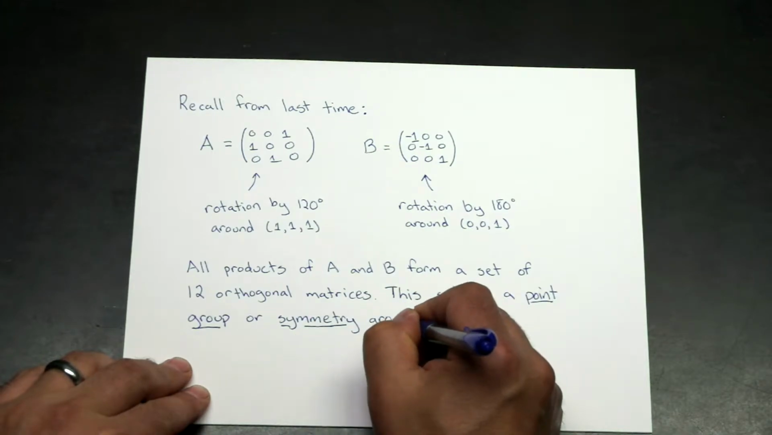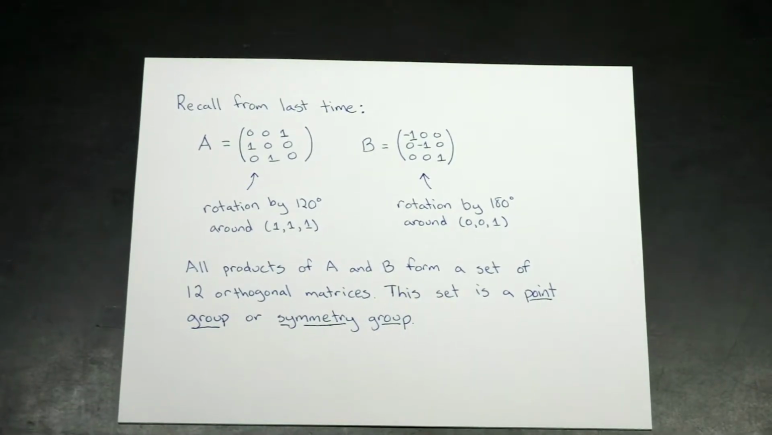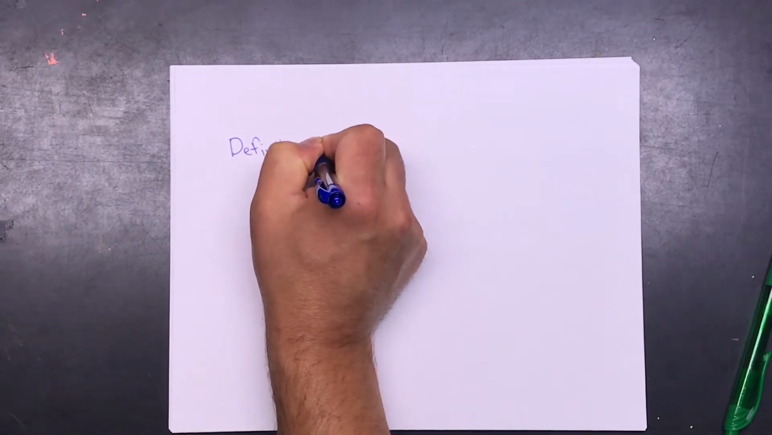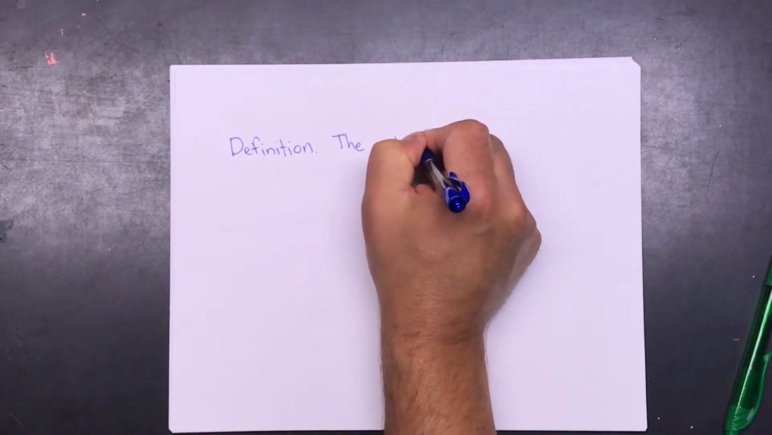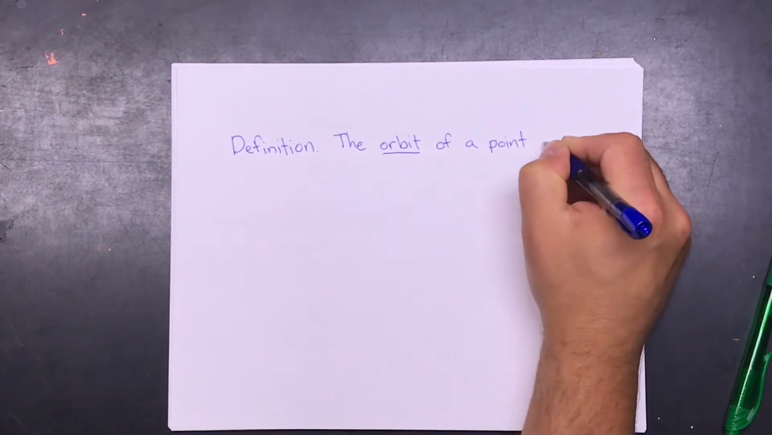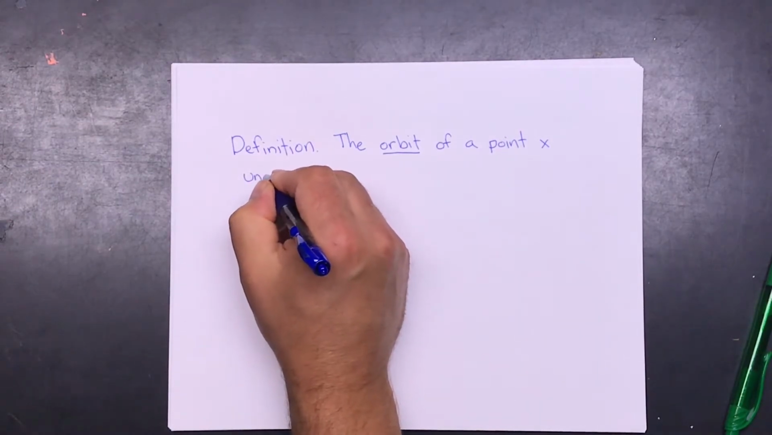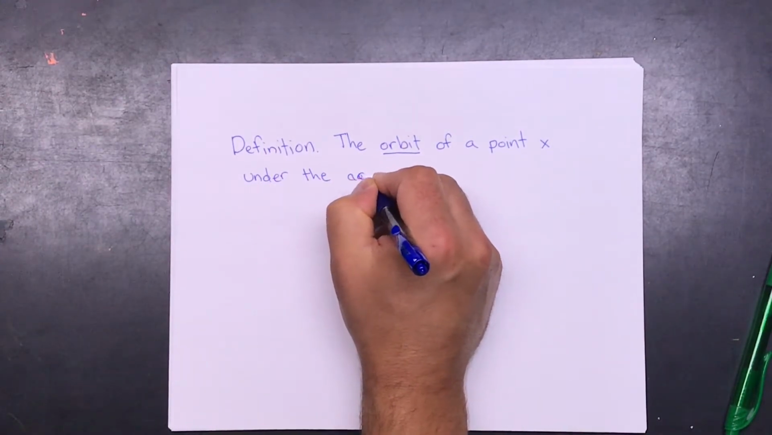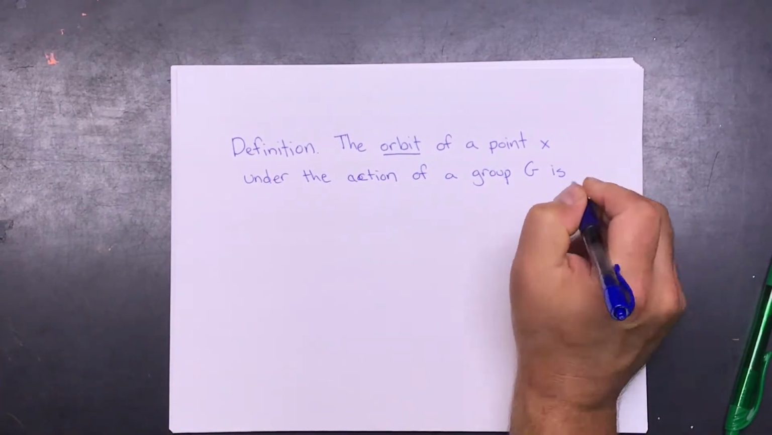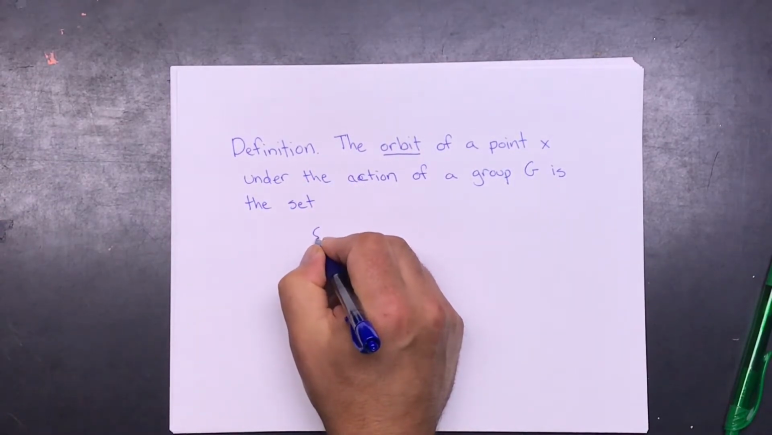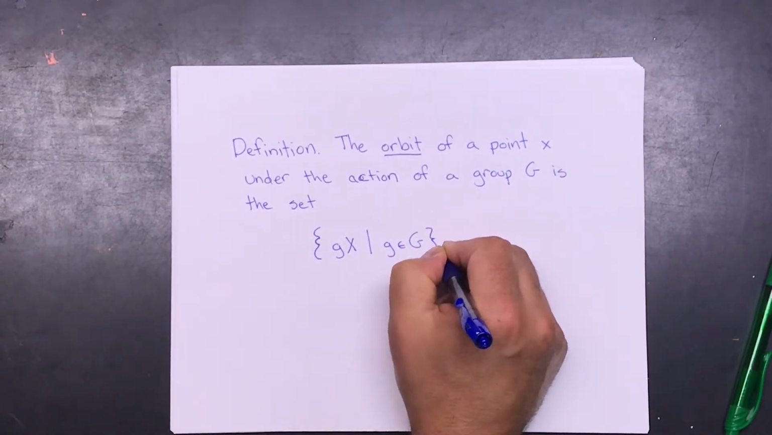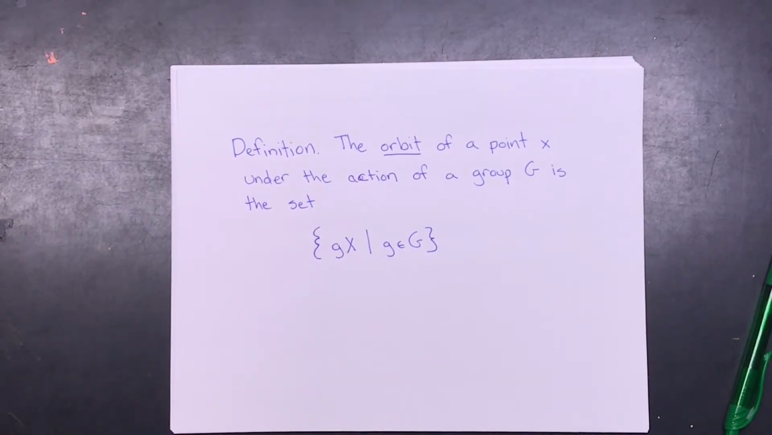Now, each matrix in the group is a transformation of space, so it moves a point to somewhere else. Now we introduce a really beautiful definition. The orbit of a point X under the action of a group G is the set of points Gx for all elements little g in the group G.